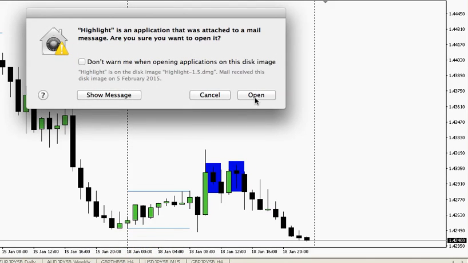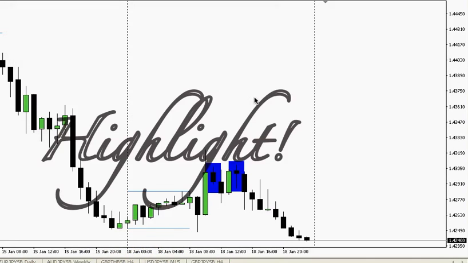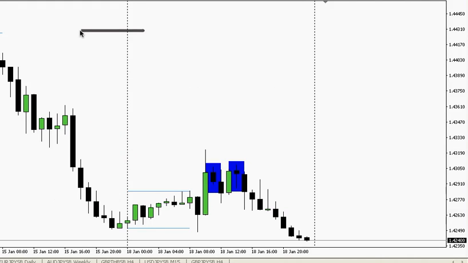Hello everyone, just going to do a recap of today's H1 trades on the pound dollar. I had a few questions about stacking trades, so I'm just going to go into that in a bit more detail.